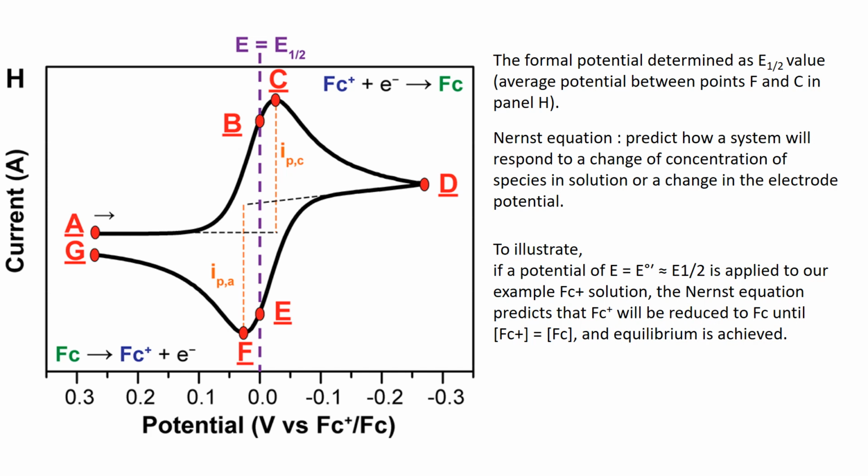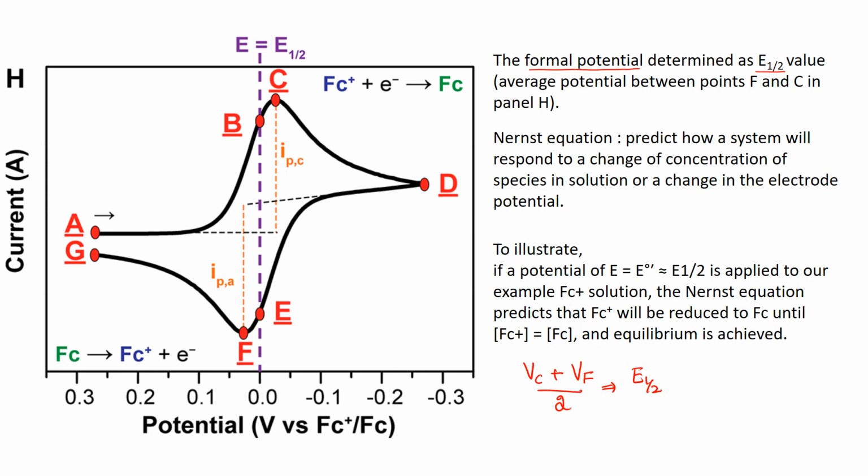Now here we have the potential at Fc. The potential at C is Vc, and the potential at F is Vf, and if we divide the sum by 2, it gives us E half. So E half is the average potential of the oxidation and reduction peaks. This is also called the formal potential, which is given as E half.